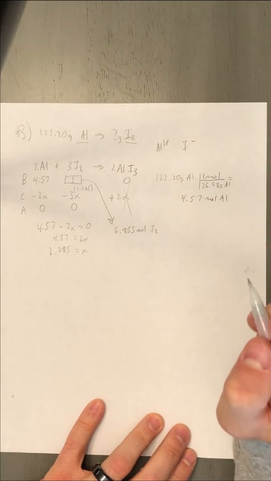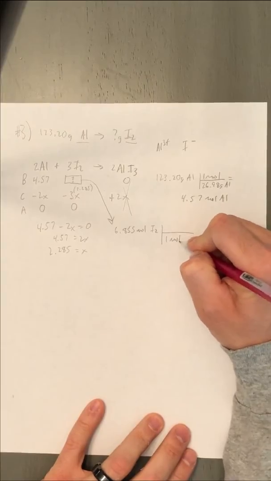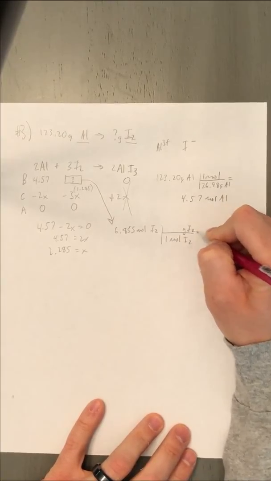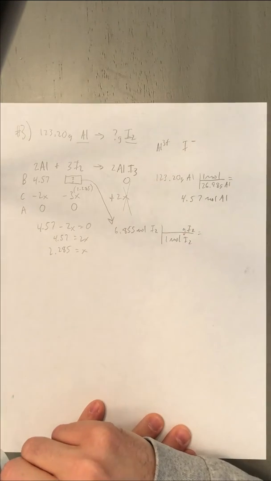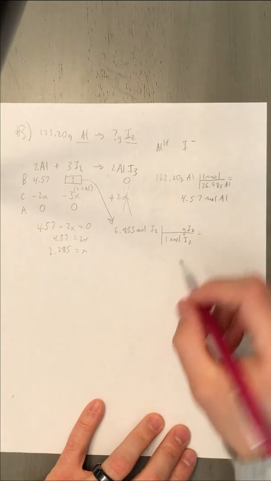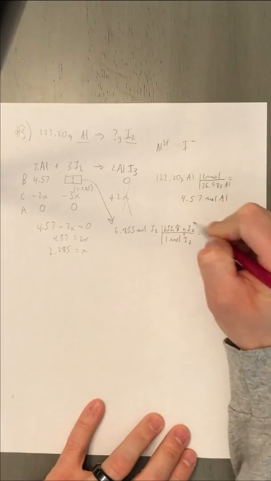And when we look at the question, it wants grams. So all we have to do is convert moles, 1 mole of I2 to grams of I2. And we can get that number from the periodic table. And so 126.9 times 2 would give us the molar mass of 253.8.